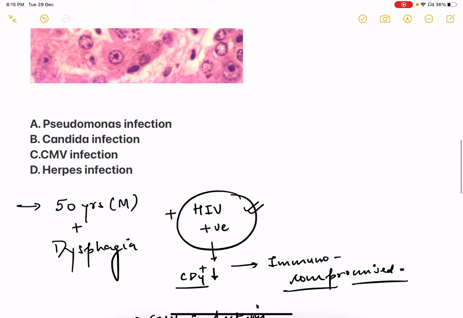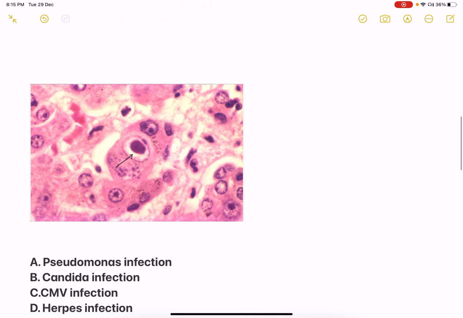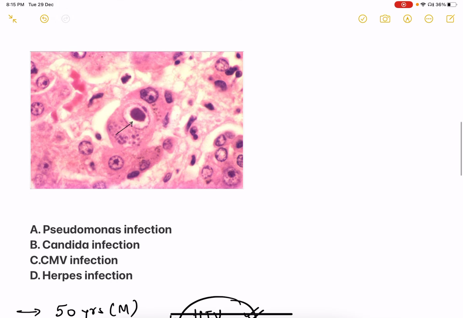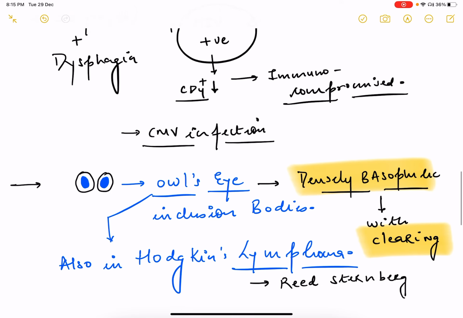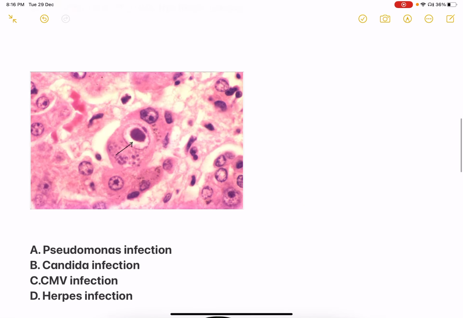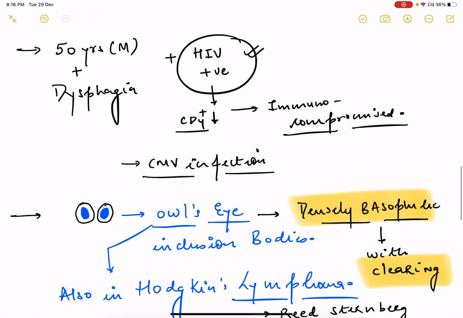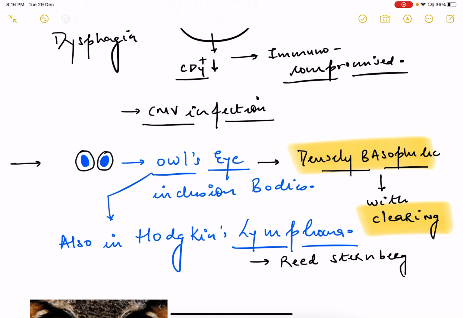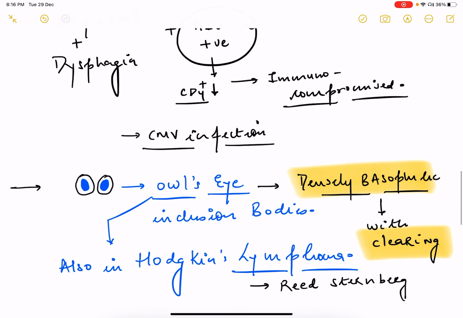My ultimate aim is that you should remember this slide, so I will be telling you some important points. You will never forget this. Look at this picture I have made. This is owl's eye inclusion bodies. See this here, looking like an owl's eye, densely basophilic with clearing. These type of cells are also seen in Hodgkin's lymphoma, Reed-Sternberg cells.